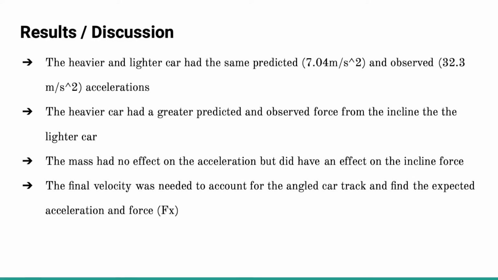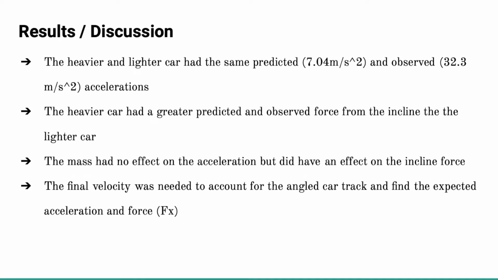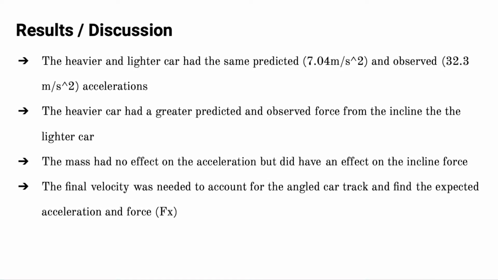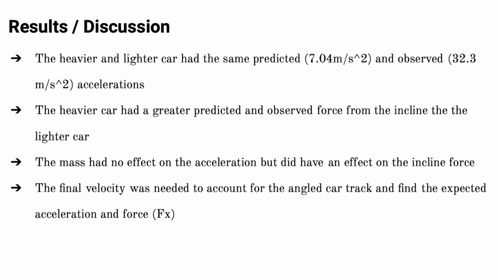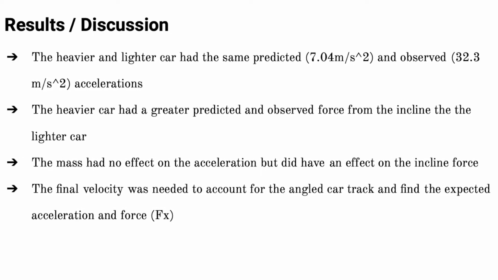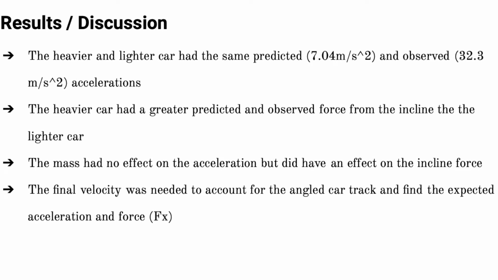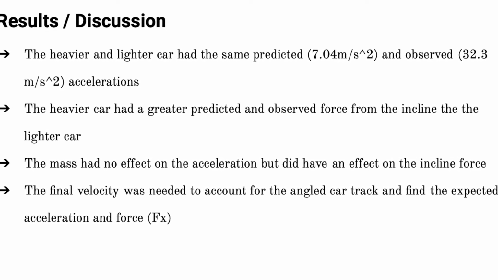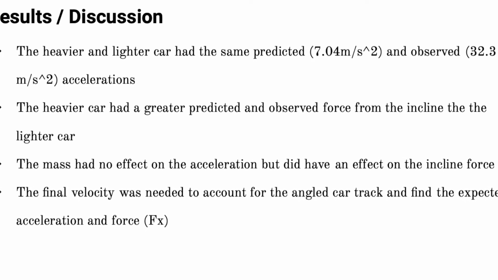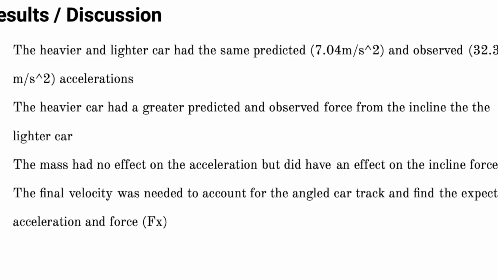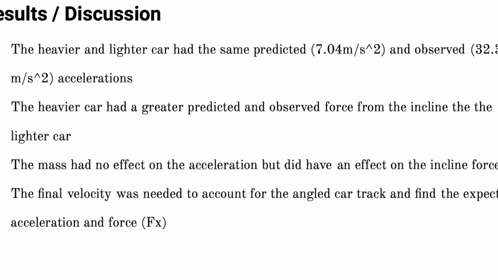For our results, the heavier and lighter car had the same predicted and observed accelerations of 7.04 meters per second squared and 32.3 meters per second squared, respectively. The heavier car had a greater predicted and observed force from the incline than the lighter car, and the mass had no effect on the acceleration but did have an effect on the incline force. The final velocity was needed to account for the angled car track and find the expected acceleration and force.